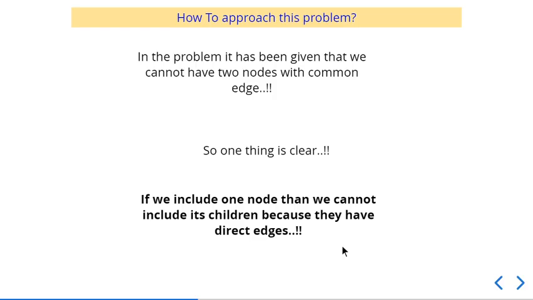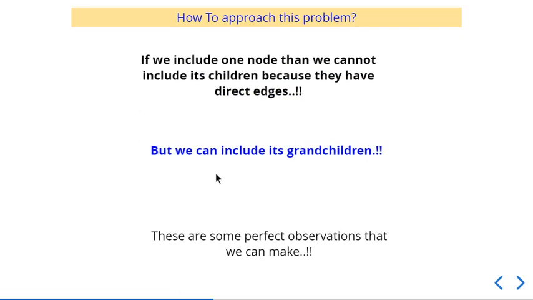So it is very clear from the given problem. This intuition is very clear. But we can include its grandchildren. If we are not including the children, we can include its grandchildren, because they are not connected directly to the particular node. If we are including a particular node, then we cannot include its children, but we can include its grandchildren.